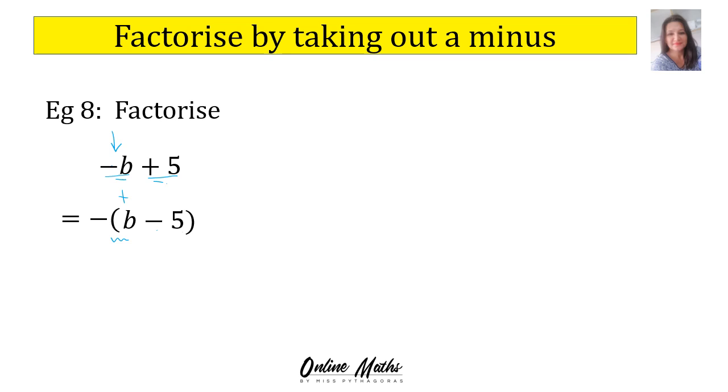And let's see if we were right. On the right hand side, we can simply simplify. So what that means is we will quickly multiply this back. A negative times b is minus b. Negative times negative 5 is positive 5. So yes, we were right.